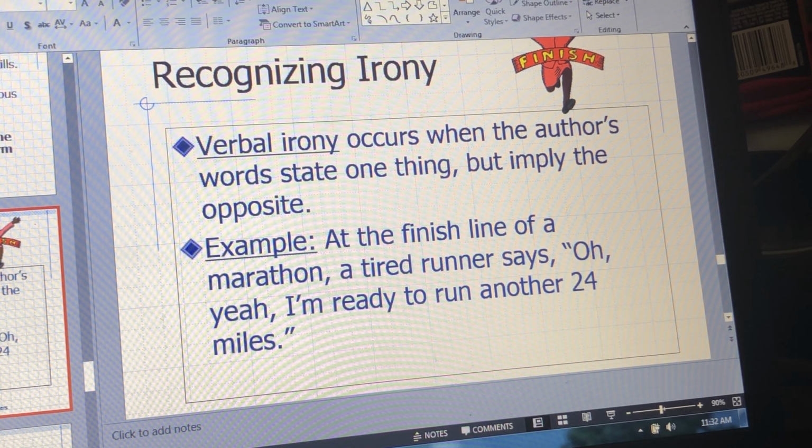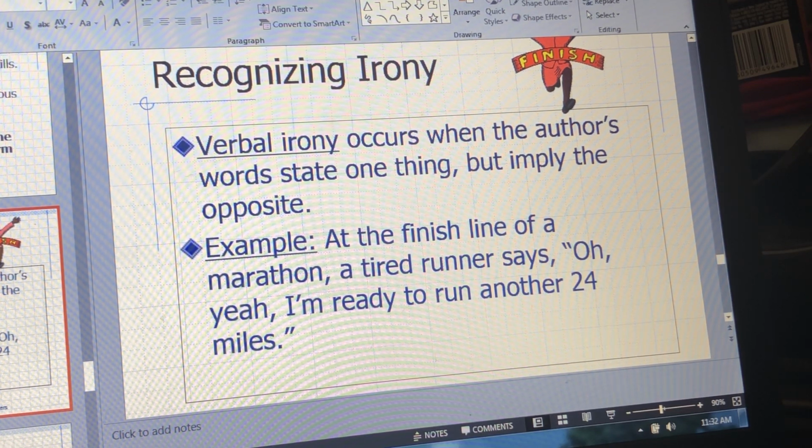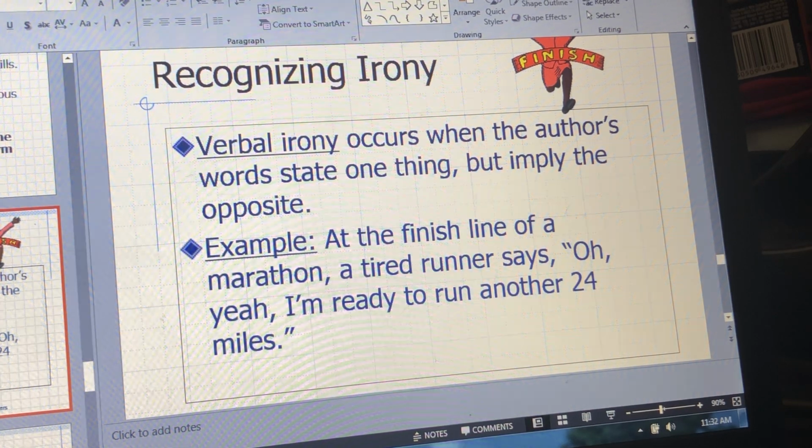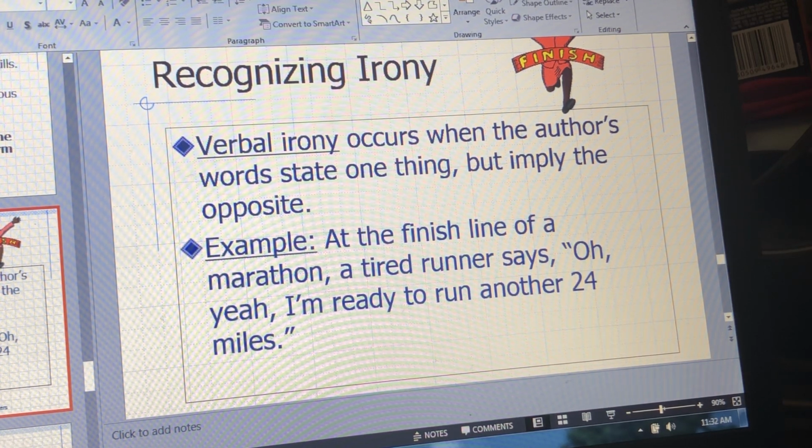Okay, but irony is when the author's words state one thing but imply the opposite. When we talk about literature, irony is when your expectations are not met. We expect one thing to happen and something else does. Okay, so verbal irony comes when the words literally say one thing, but the implication is that it's the exact opposite.